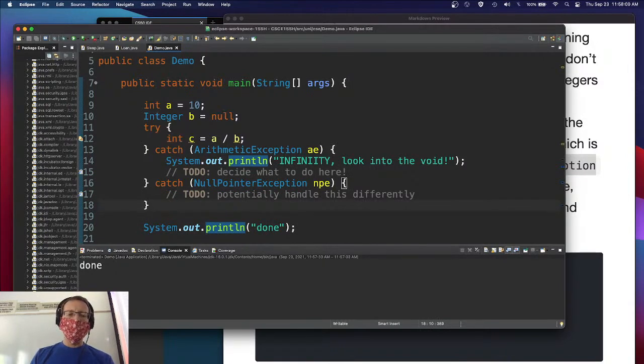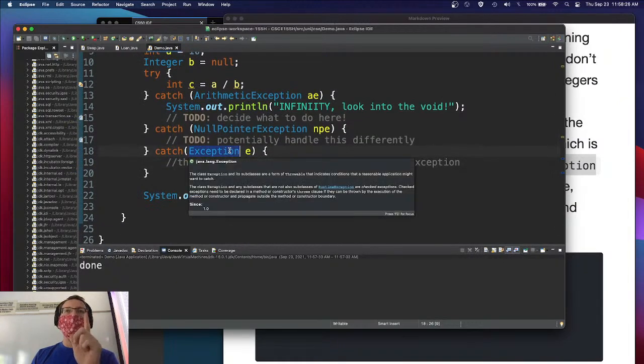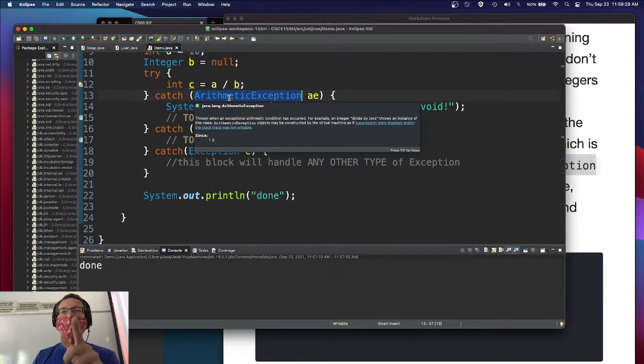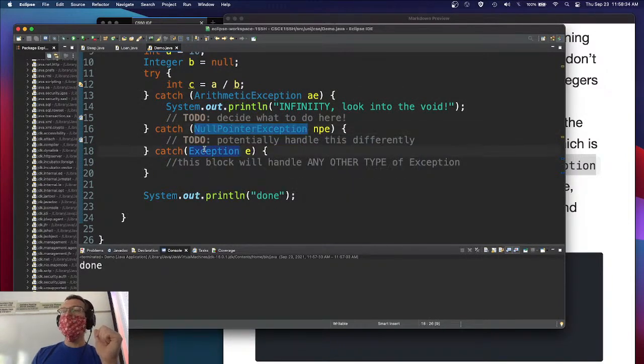Let's do one more thing here. Catch. This is kind of a catch-all exception, E. This block will handle any other type of exception. I can't imagine what exception would occur other than these two in this case. Overflow, maybe, I don't know. But every type of exception, an arithmetic exception is an exception. A null pointer exception is an exception. So if you want to catch them all, then you can just say exception.